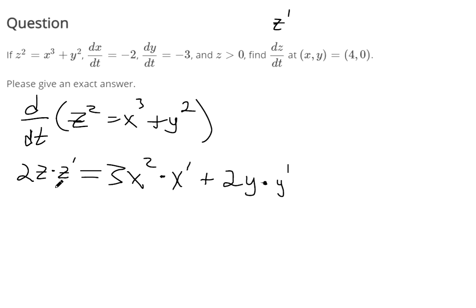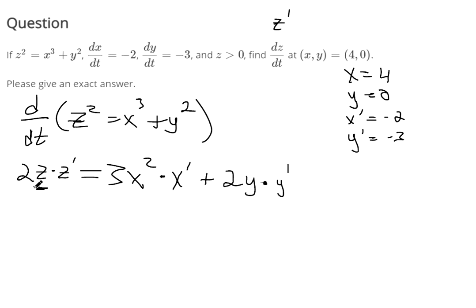So now we got an equation that gets z prime by itself, but we got 1, 2, 3, 4, 5 other unknowns that we need to have values for. Well, luckily they tell us that x is 4, y is 0. They say x prime is -2. They tell us that y prime is -3. So we got 4 out of those 5.